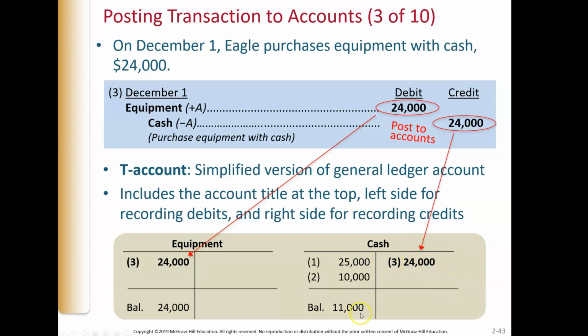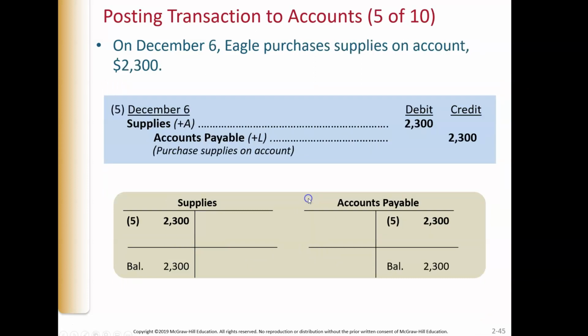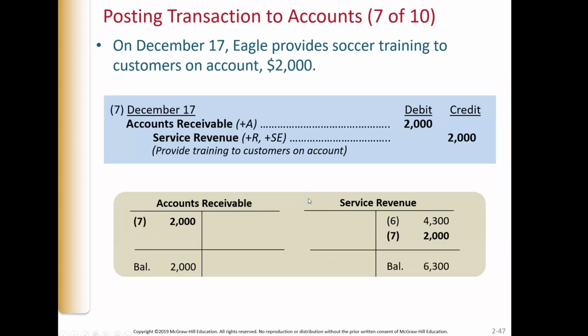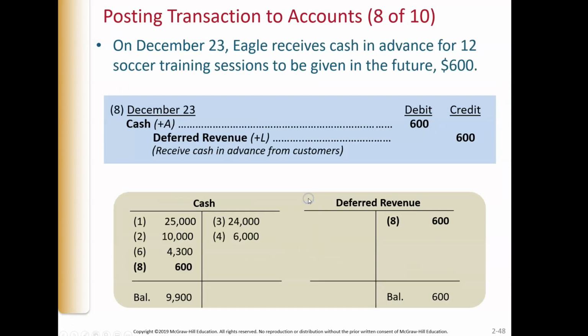So my balance in cash is $11,000. 25,000 plus 10,000, that's the increase side, minus 24,000, that's the decrease side, equals 11,000, and I'm going to put it on the increase side. My equipment balance is 24,000 on the debit side, the increase side. Okay, I'm not going to do each one of these. You can look through these and make sure you understand how to do them.